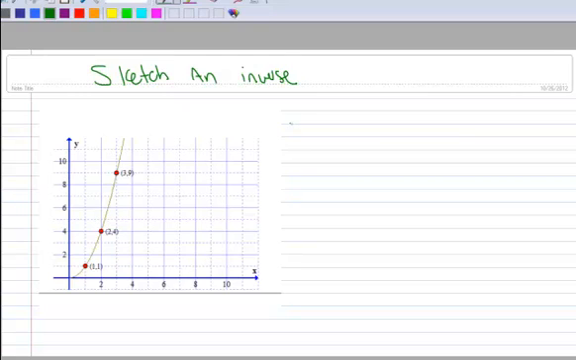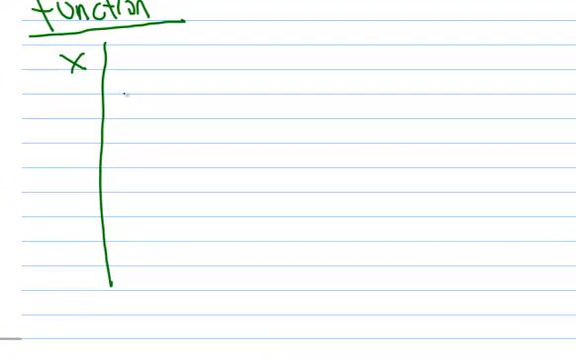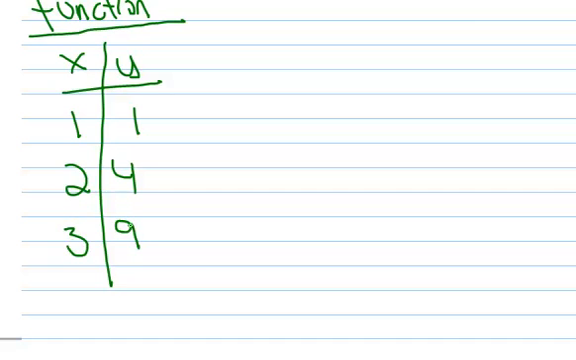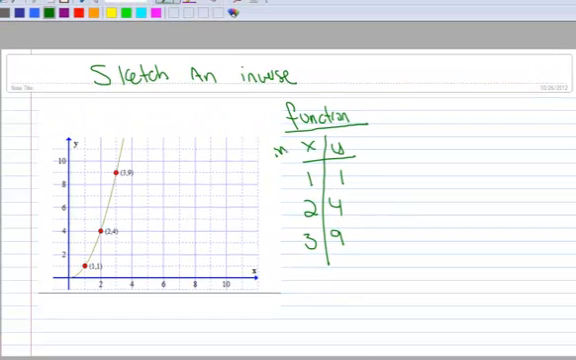So let's first make a data table of the function. So here's my function. Here's my x-y data table. So I see that the point (1,1) is on it, the point (2,4), and the point (3,9). And it might be helpful, rather than to say x and y, to say input and output, because sometimes the x and y confuses students.